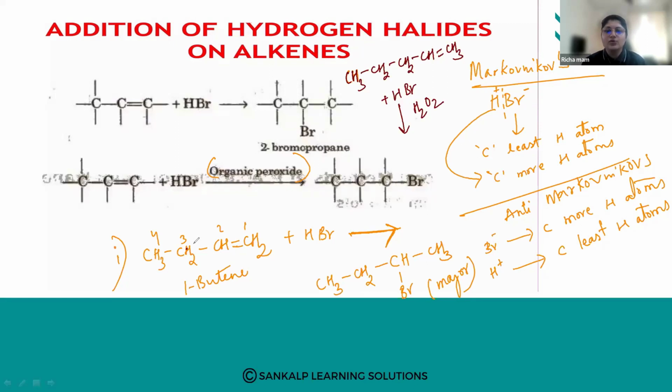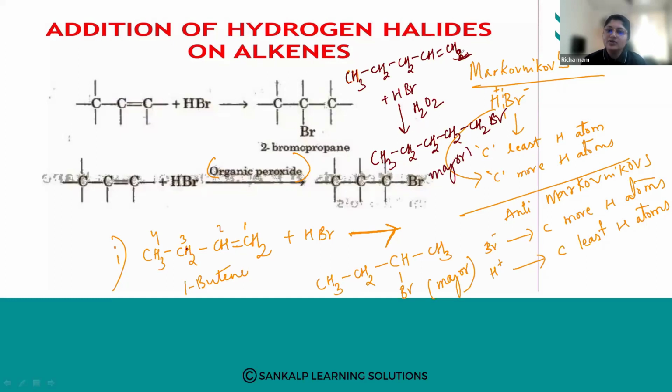Now what rule will it follow? Anti-Markovnikov rule. Yes. Whenever you have peroxides, any peroxide, sodium peroxide, hydrogen peroxide, or benzoyl peroxide, it will follow the anti-Markovnikov rule. So what will be the major product? It will be CH3, CH2, CH2, CH2, sorry, this is CH2, CH2Br. So this will be the major product.